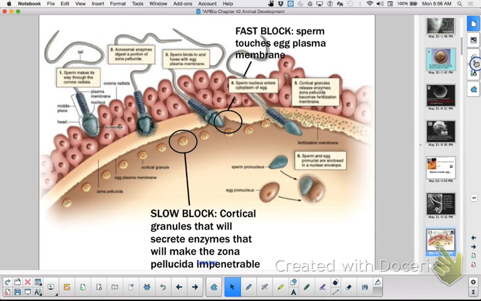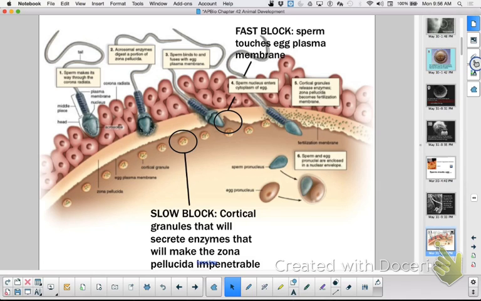So there is what's called the fast block and the slow block. So here you can see the acrosome right here, this little cap, and it's releasing those enzymes. This band right here is the zona pellucida. This right here is the corona radiata. There it is. Corona radiata right here.